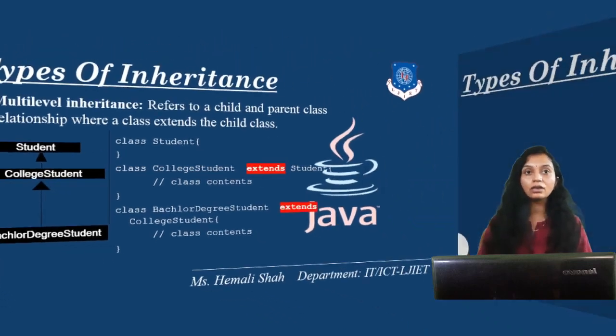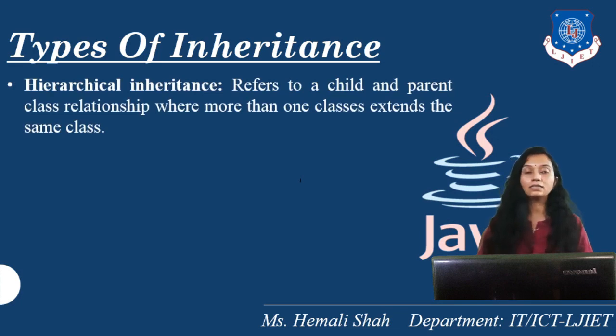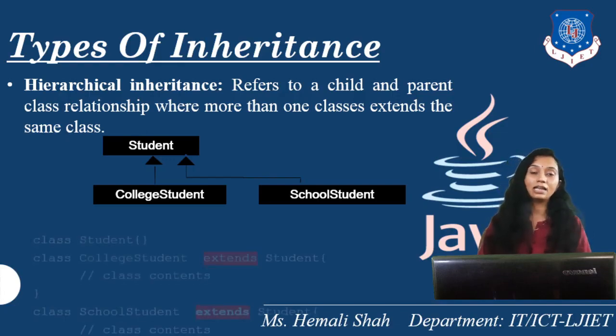So this is the code for this particular figure. Right, now the next type is hierarchical inheritance. It refers to a child and parent class relationship where more than one class extends the same class. So here is the example. I'm extending the school student class from the student class. So here more than one child is available for the student class, college student and school student. These two are sibling classes having a common parent. So this is basically called hierarchical inheritance.